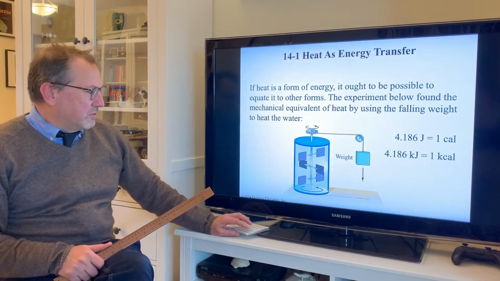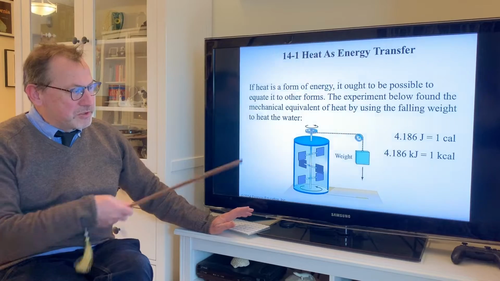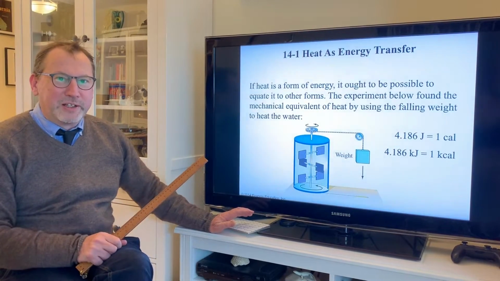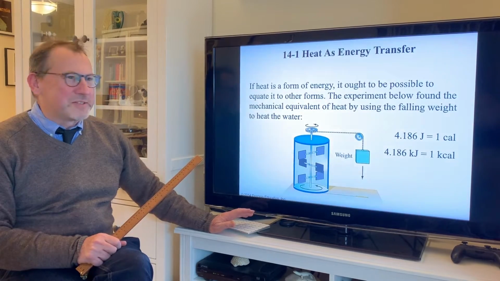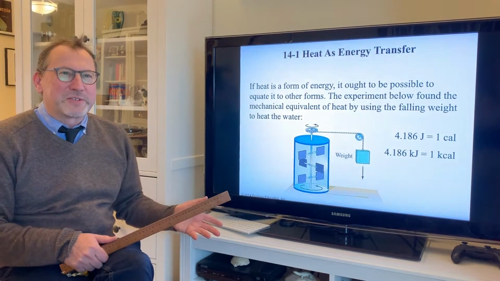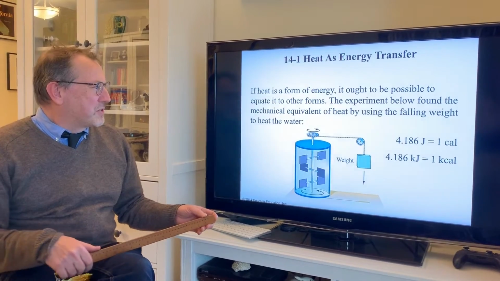James Joule. Why is James Joule famous? Mainly for this experiment here. And it's one of those things, when you look back and say, why didn't they realize this? Why did it take so long for them to figure it out? But this is Joule's experiment.